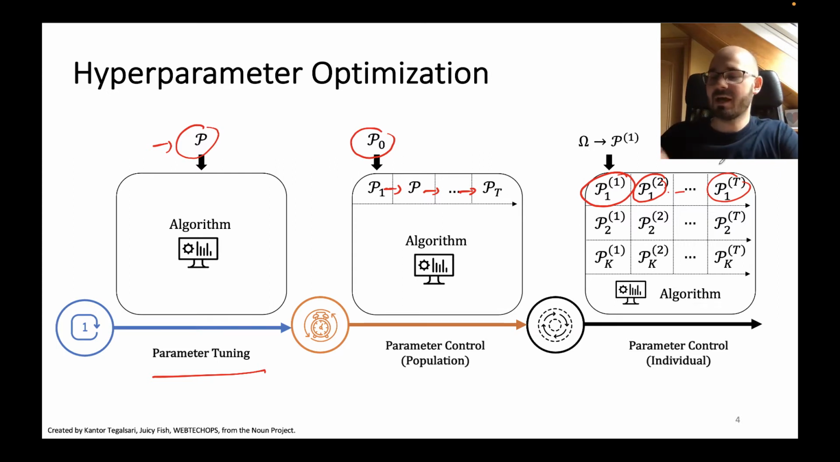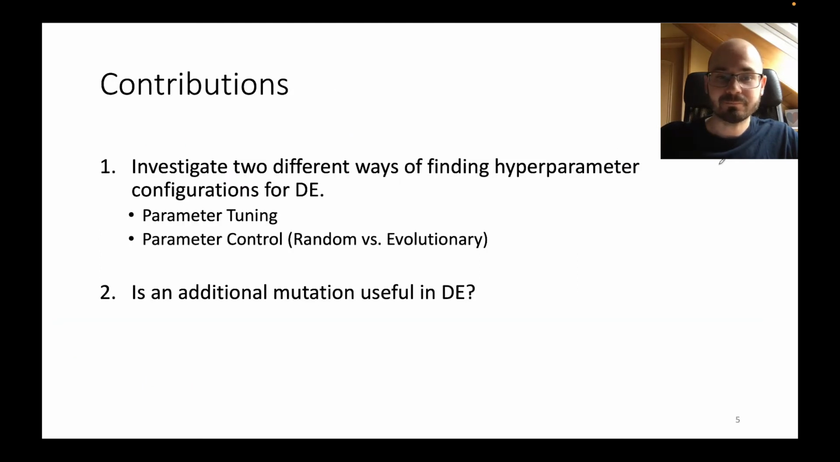Now, when we look at the last one, parameter control at an individual level, what we could do is let another population evolve over time to find better parameter settings by running the algorithm. It's kind of like running a parameter evolution next to it. And that's what we're going to propose in this study.